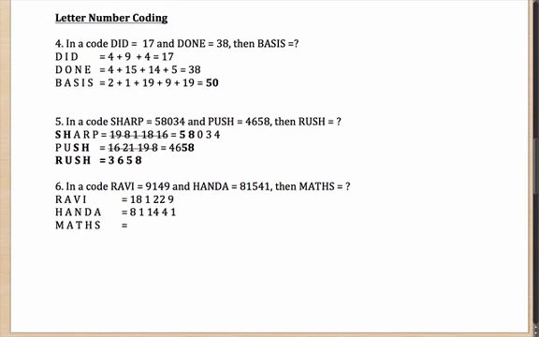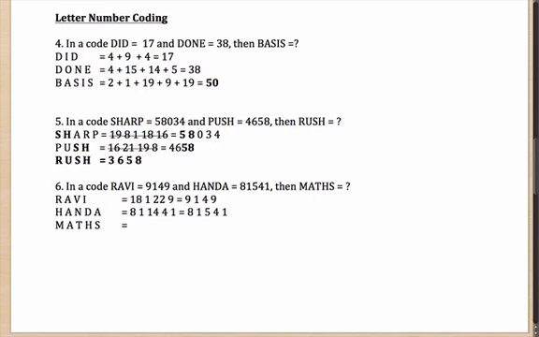But before that, what is the code? The code is 9149. For this one, the code is 81541. Do you realize the pattern here? Not very difficult to realize. It is just the sum of the digits. 18 has become 9. 1 has remained 1. 22 has become 4. So single digit numbers remain the same, whereas two digit numbers are getting added up and their sum is being written. Not very difficult to do.